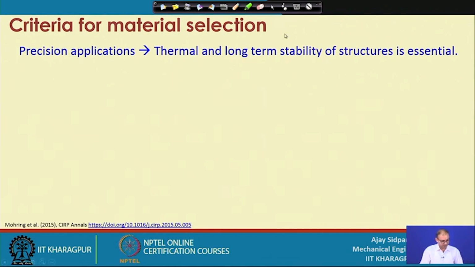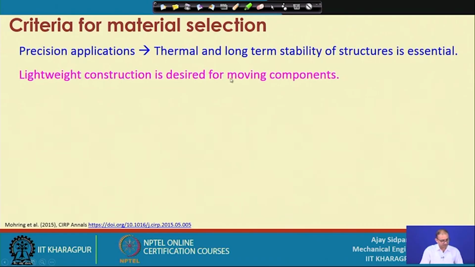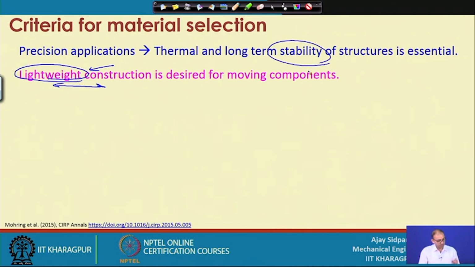Lightweight construction is desired for moving components, that we have seen, that if it is not lightweight, then the axis movement from here to here will take some time, because you have to overcome the inertia forces, so that you can get the required motion for moving from one location to another location. So, the lightweight construction is important, but again you have to see that it should be stable and it should be very strong, because sometimes lightweight structures are not that stable, and you might end up with the wrong design calculation.